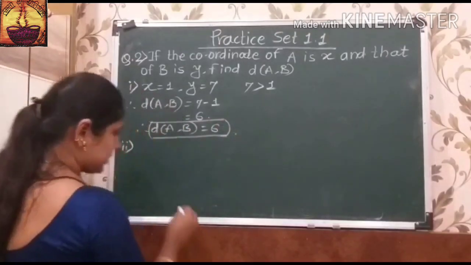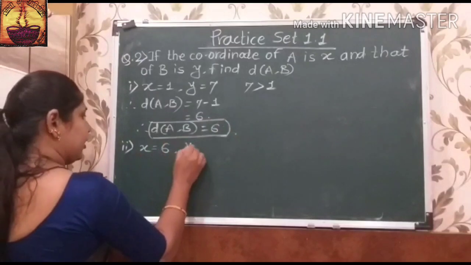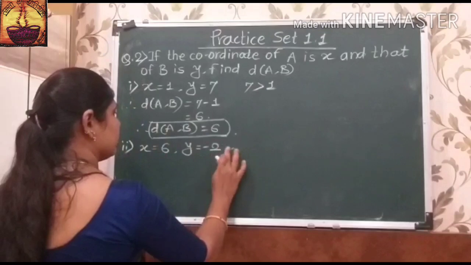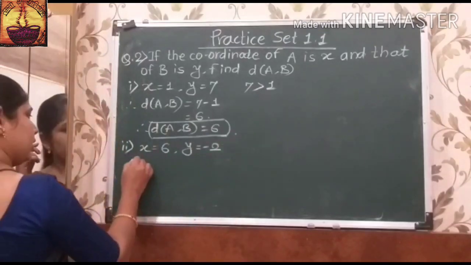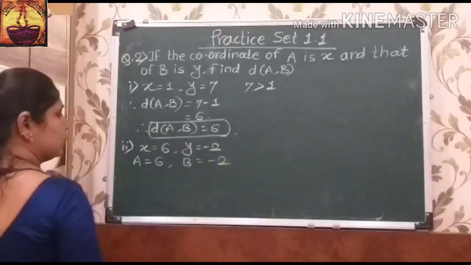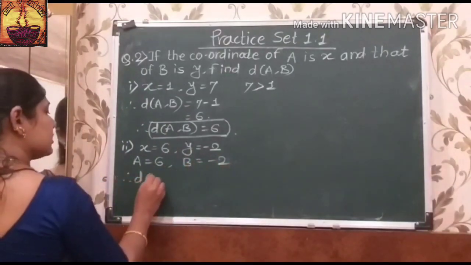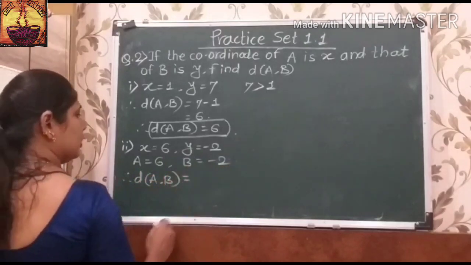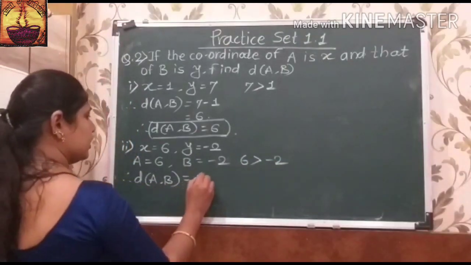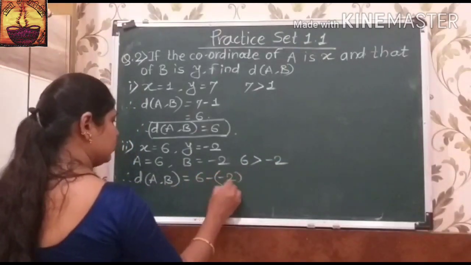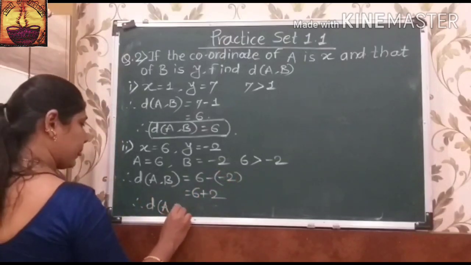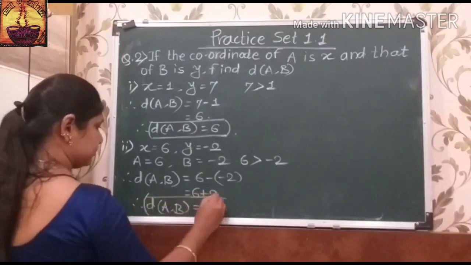Second example, x is equal to 6 and y is equal to -2. We know that here the coordinate of A is 6 and the coordinate of B is -2. Here 6 is greater than -2. Therefore, distance AB is equal to 6 minus of -2, which is 6 plus 2. Therefore, distance AB is equal to 8.